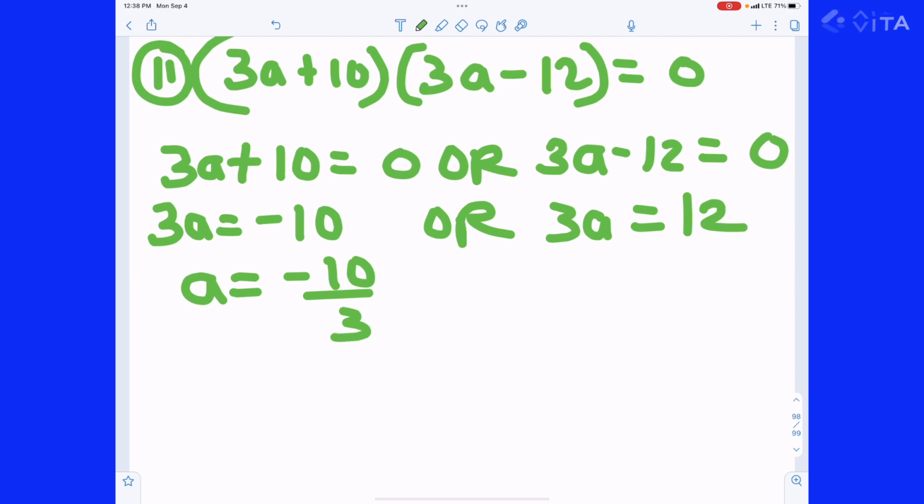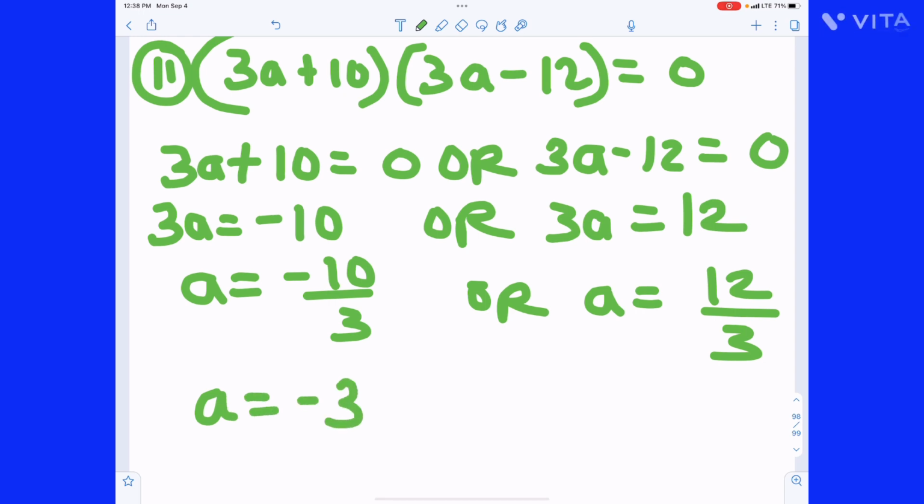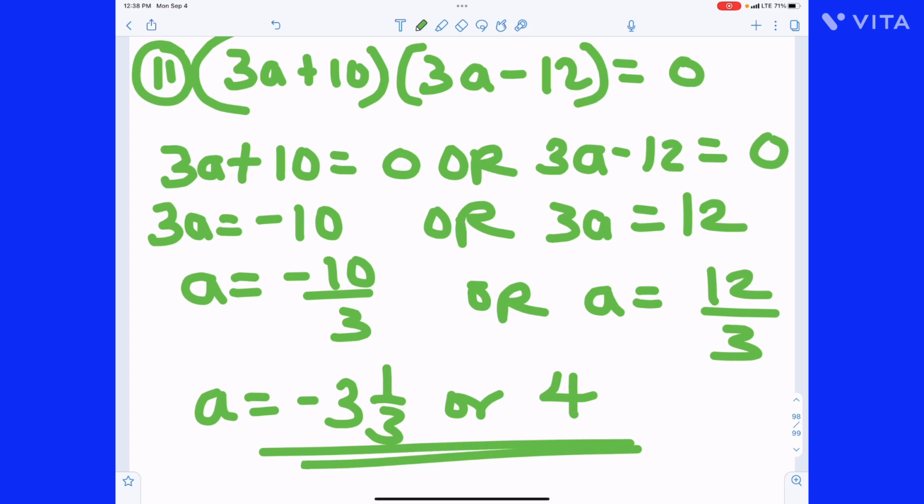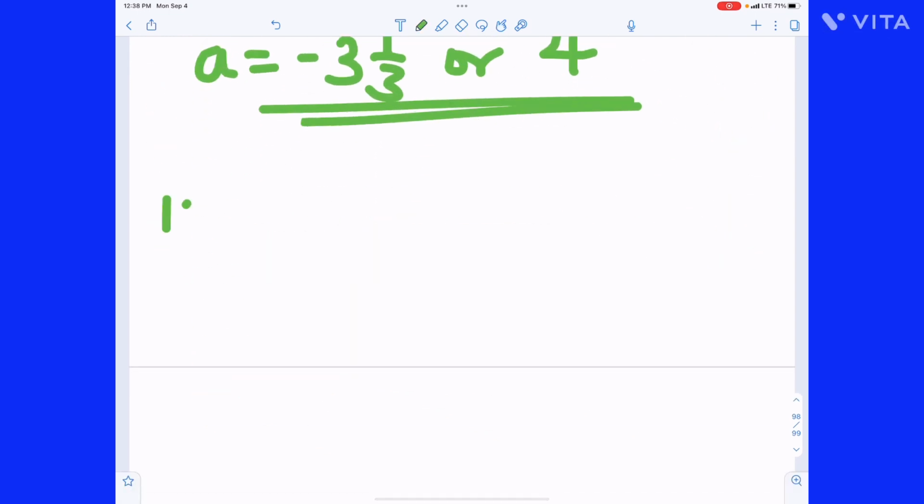A is minus 10 divided by 3, or a is 12 divided by 3. So a is minus 3 1 over 3, or 4. Exactly. Yes. Number 12: (4b minus 3) all squared equals 0.